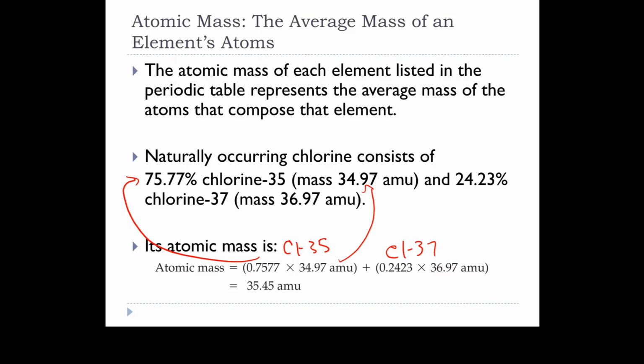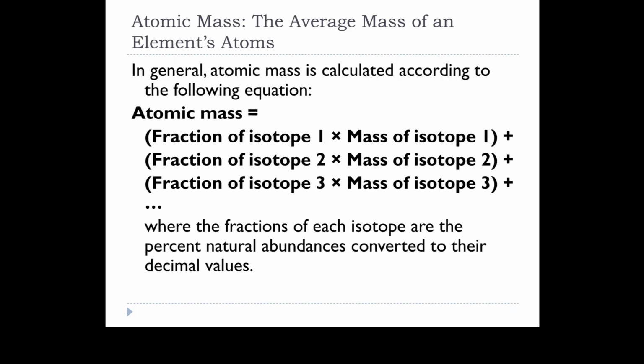If you look up on the periodic table and you look at chlorine, this should be the number that you see on the periodic table for chlorine, 35.45. So this is how it works out, right? For every isotope that you have a set of parentheses. In that parentheses, you're going to put the fraction of the isotope, so what's its percentage, but converted to a decimal, right? Multiply by how much that particular isotope weighs. And then you add them up.